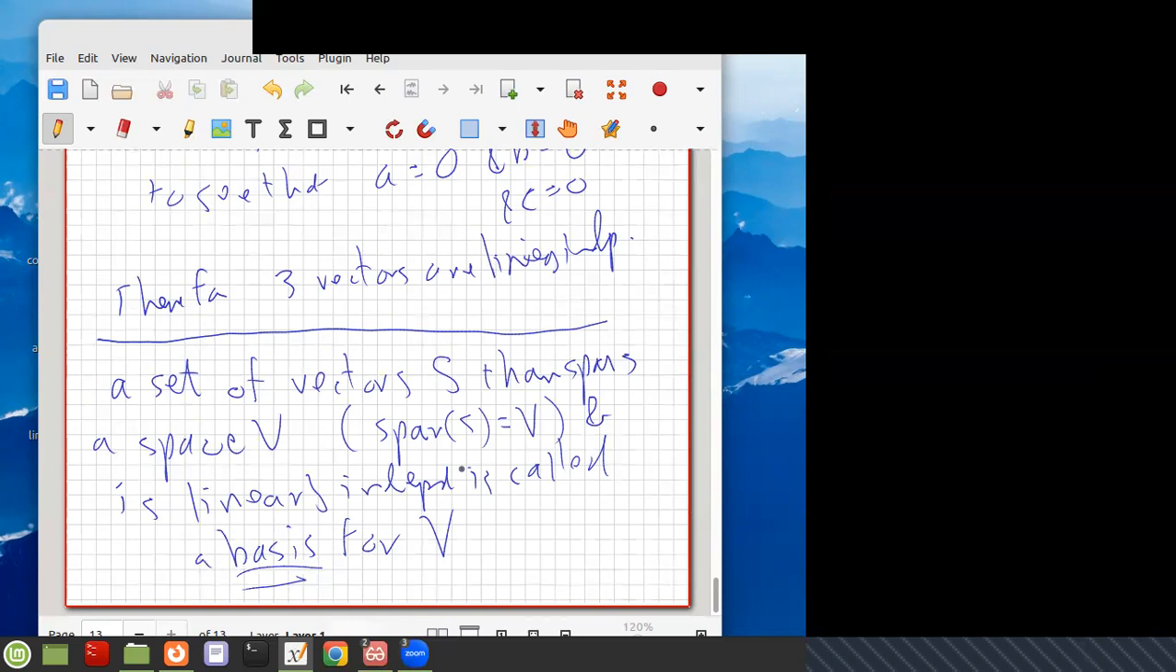Now, it isn't unique. There are lots of different bases for any space, but a basis is the right size. It has no extra vectors. It doesn't have any redundant vectors, but it still spans the space. So it's called a basis. It's the best. It sort of characterizes V, in that you've got the most compact description.